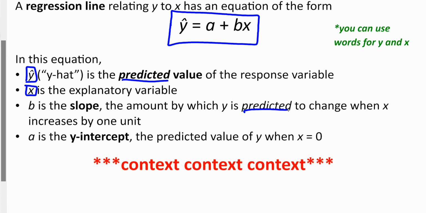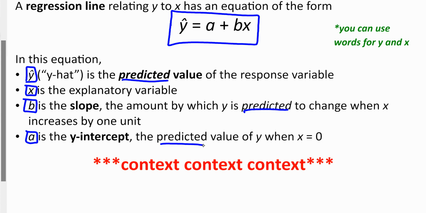And that's the b. It's different than in slope-intercept form where we have the b as the y-intercept. This is the slope. And then the a value is the y-intercept. It is considered the predicted value when x is 0. So think about a y-intercept. It's wherever the x is 0. You take that y value, and that's the y-intercept. It's on the y-axis. But it's a predicted y value.